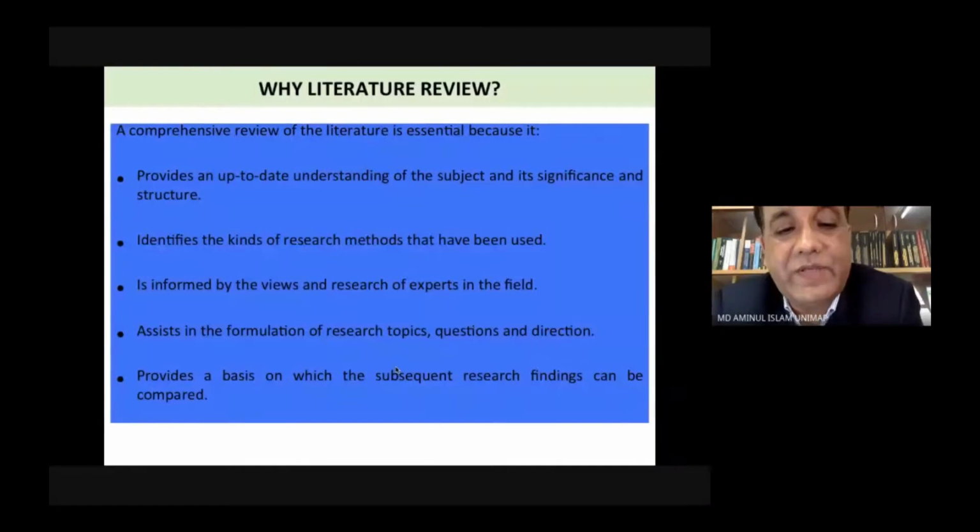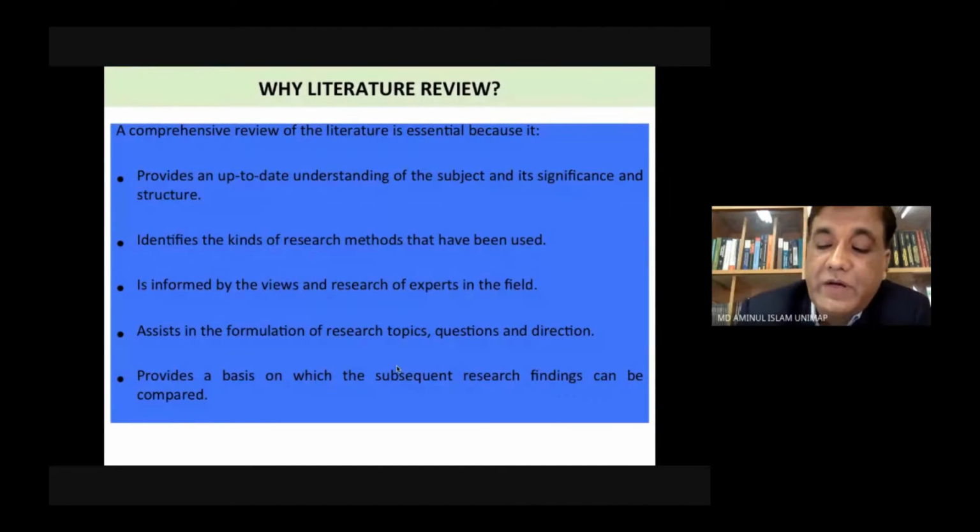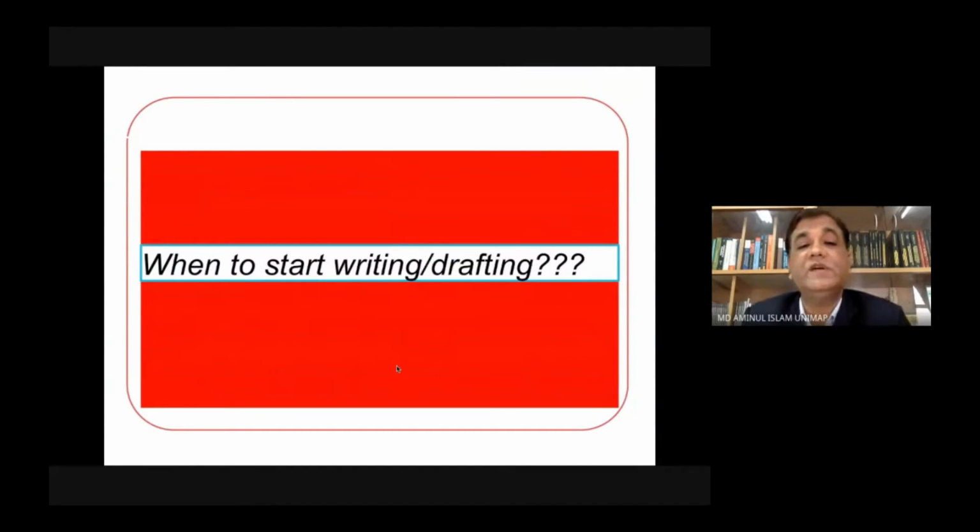Review of literature does help in formulation of research topic, questions, and direction. And definitely it provides some kind of basis for subsequent stages of research that we are going to undertake. So when do you start writing or drafting? That would be the question. I see the question that you have put when you fill in the questionnaire. This question is there. When should I start writing?